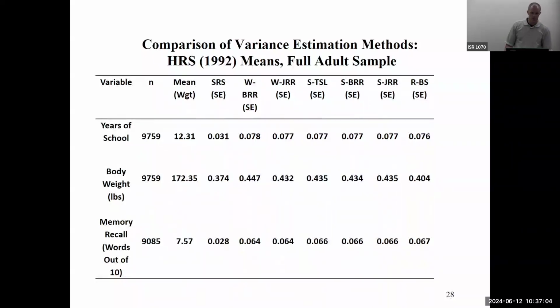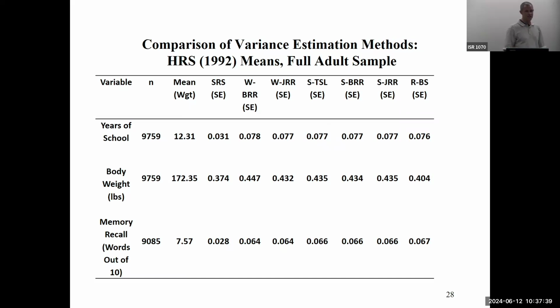Okay, so this is the descriptive table. You see the unweighted sample sizes from the HRS. Okay, so that's unweighted sample sizes used to compute these estimates. Then you see the weighted point estimates. Okay, so the weighted mean for years of school, about 12.3, a little more than high school here in the US. The weighted mean of body weight, 172 in pounds. And the weighted number of words that they could recall out of 10 if they're given a list and then asked to recall words in that list, just a measure of cognitive functioning. So that weighted point estimate was about 7.5.